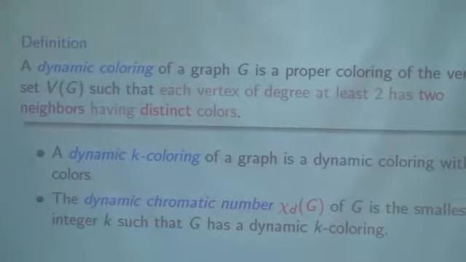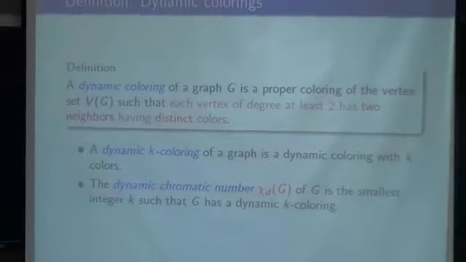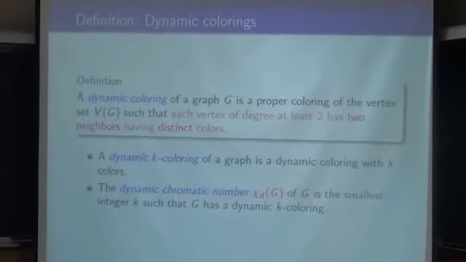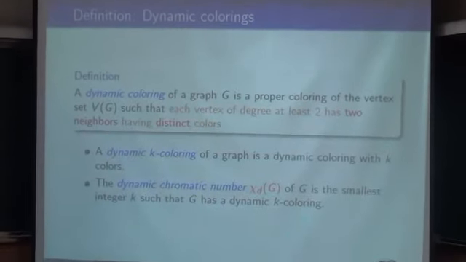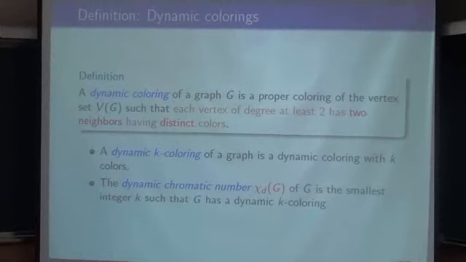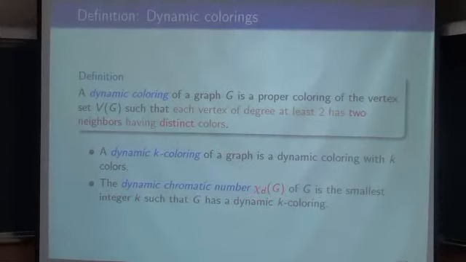So with this definition of dynamic coloring, we can define the dynamic chromatic number. A dynamic k-coloring of a graph is a dynamic coloring with k colors, and the dynamic chromatic number χ_d(G) is the smallest integer k such that G has a dynamic k-coloring.